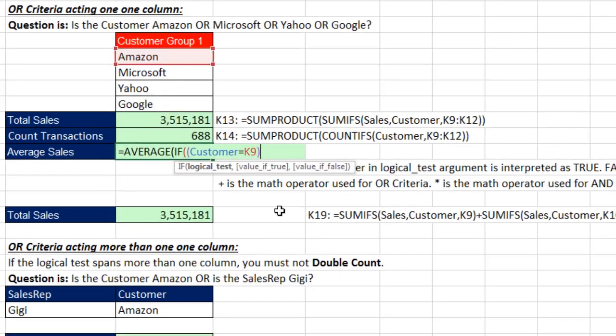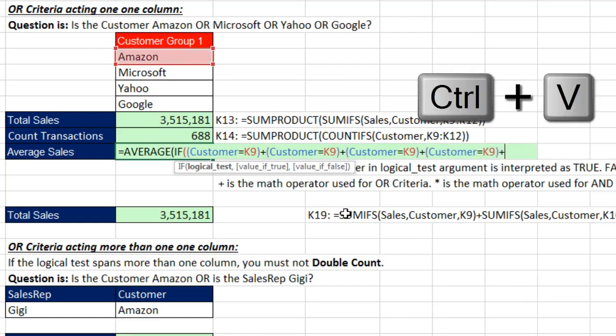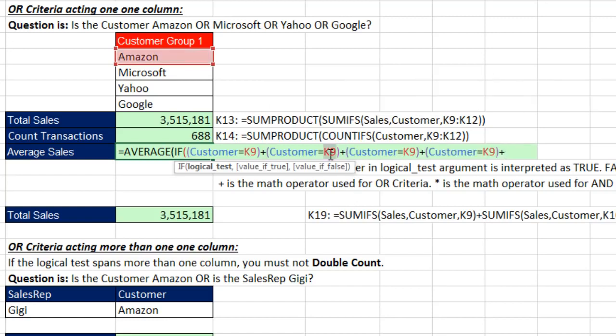Now I'm going to do a little trick here. I'm going to close parentheses and plus. I do not want to type this out. So I'm going to click on logical test, Control C, and then very carefully click right after the plus and Control V, V, V. I have 4 of them now. I double click the K and say, that one's got to be Microsoft. Double click the K9, that one's got to be Yahoo. Double click the K9, that's got to be Google. I'm going to get rid of that plus at the end.